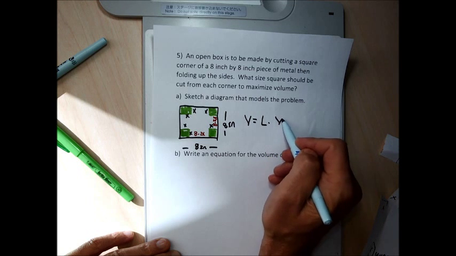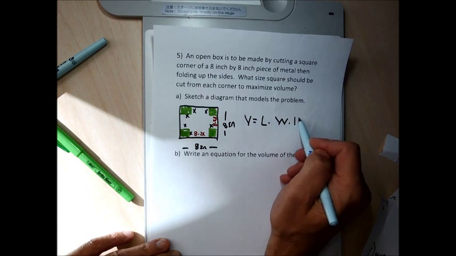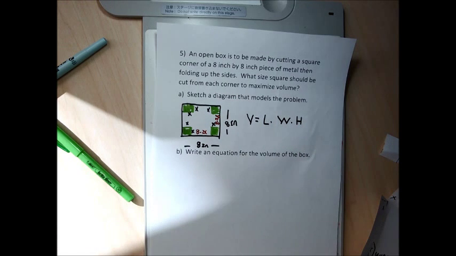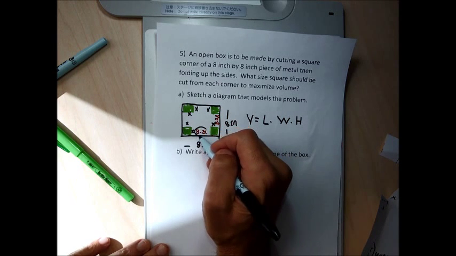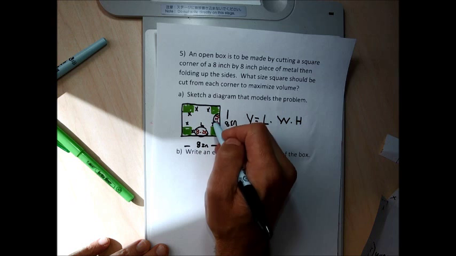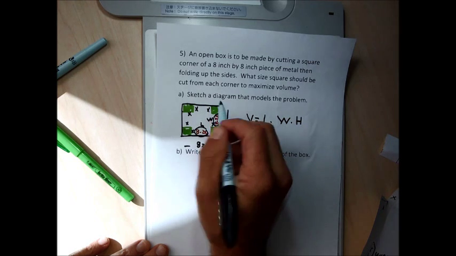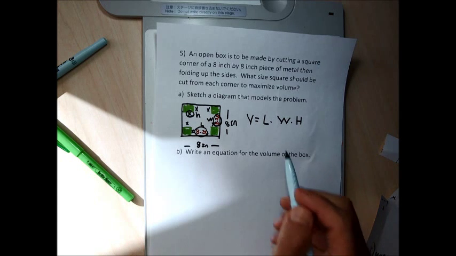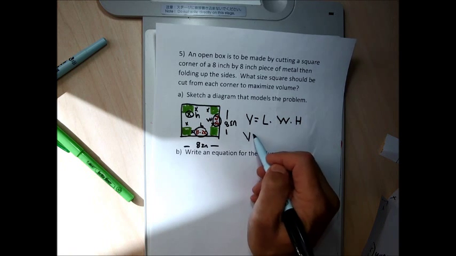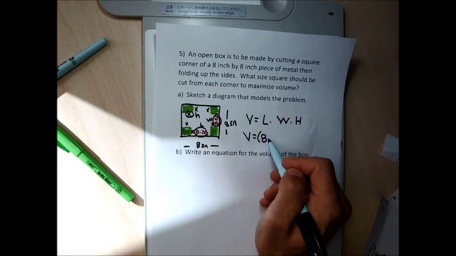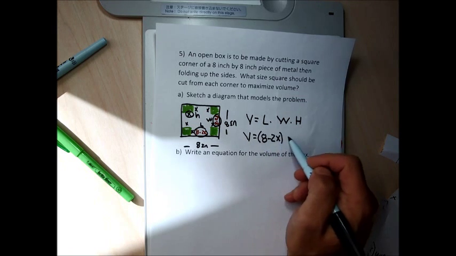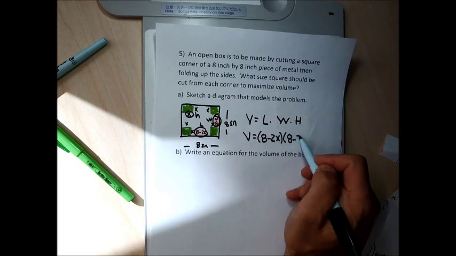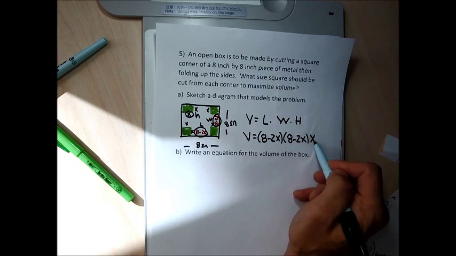find its volume. The volume of any box, whether it has a top or not, can be found by taking the measurements of the 3 individual sides and multiplying them together. So this 8 minus 2x I might call the length. This 8 minus 2x I might call the width. And any of these x's are going to be the height. So the volume of this box that I've created is 8 minus 2x, the length, times 8 minus 2x, the width, times the height of x.